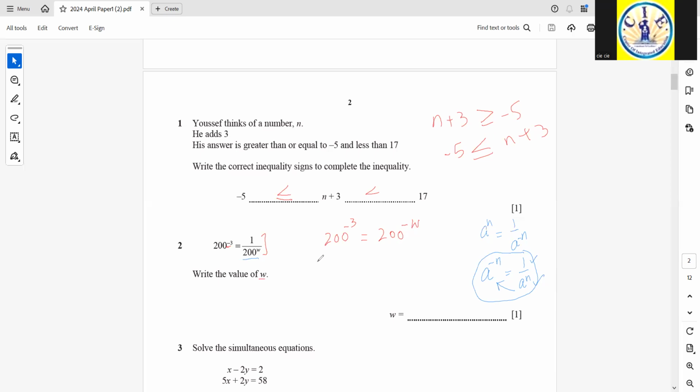Now we see that bases are equal, so their powers must also be equal. That means negative 3 should also be equal to negative w. So we can now cancel these negative signs. So the value of w is 3.